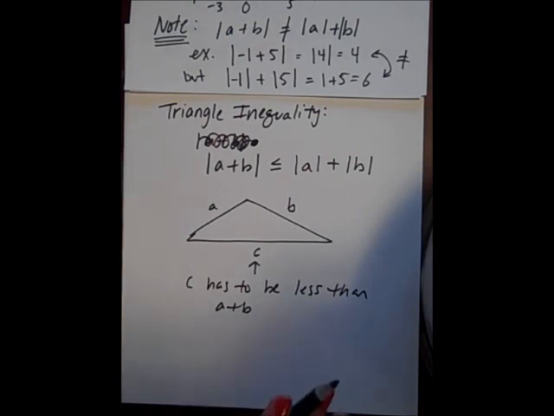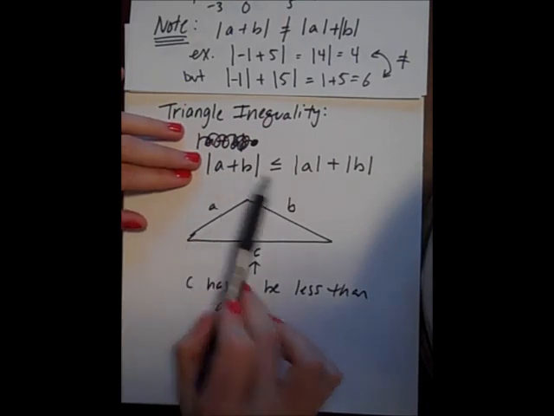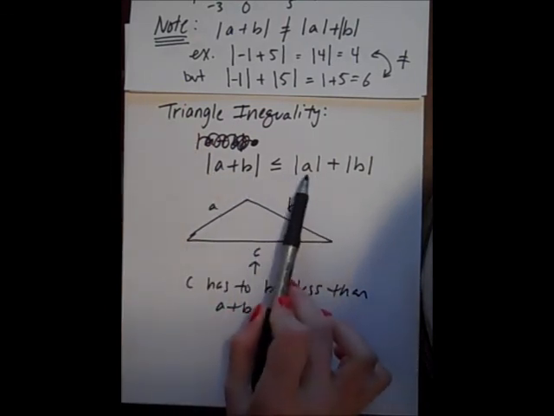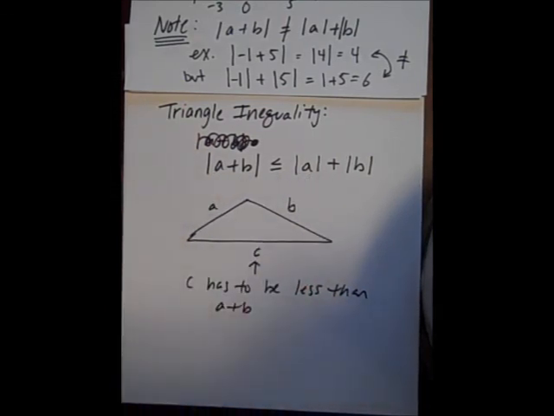So as far as absolute values go, you're going to want to know that the absolute value is how far away a number is from the origin. Distance is found by subtracting the two numbers and taking the absolute value. And the triangle inequality says that the absolute value of A plus B isn't equal to the sum of the two absolute values, but it is less than or equal to it. So that's going to be it for absolute values.